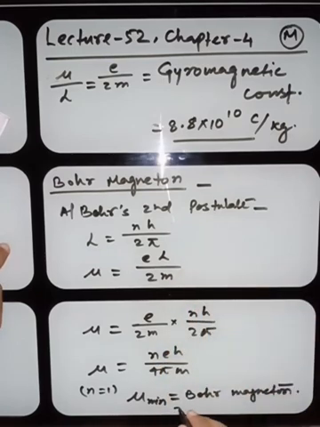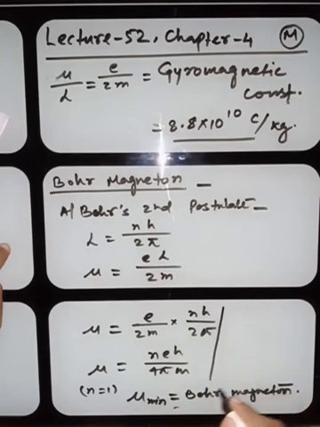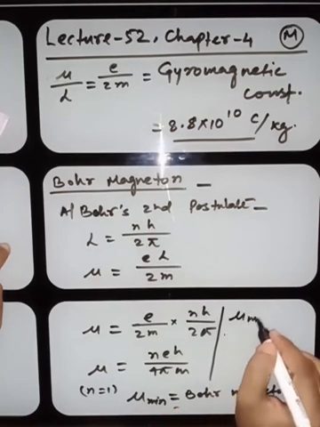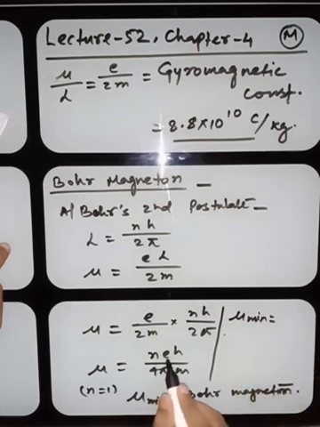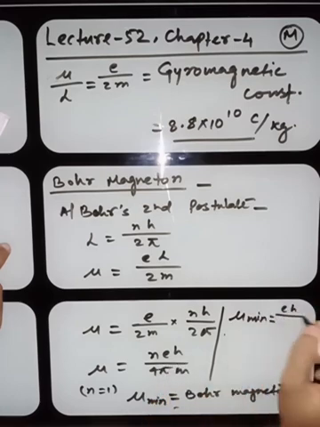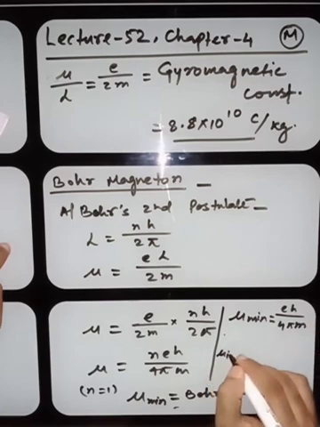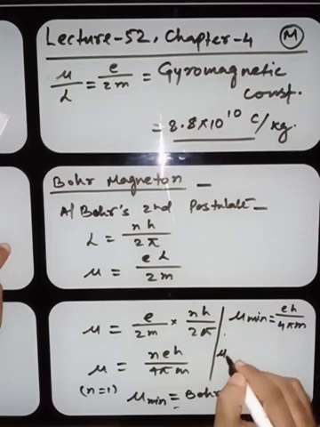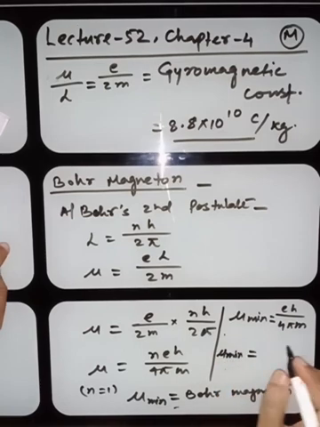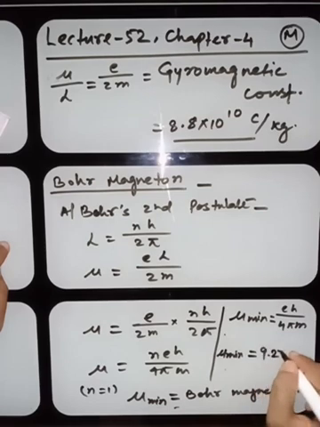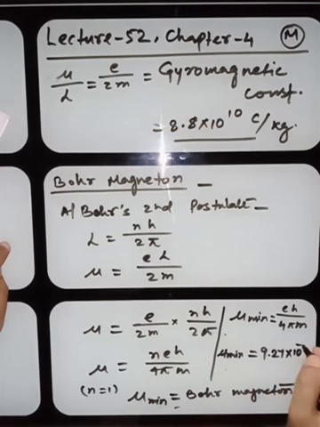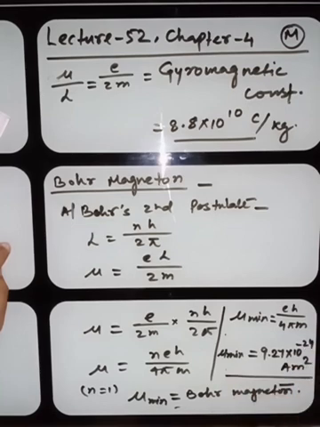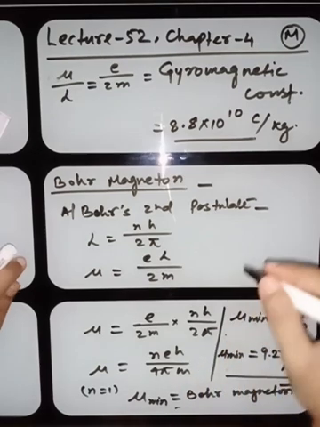If you find the equation, this is nothing but mu minimum, which is eh over 4 pi m. After calculation, you get mu minimum, that is the Bohr magneton, as 9.27 times 10 to the power minus 24 ampere meter square. And this is the Bohr magneton, my dear students.